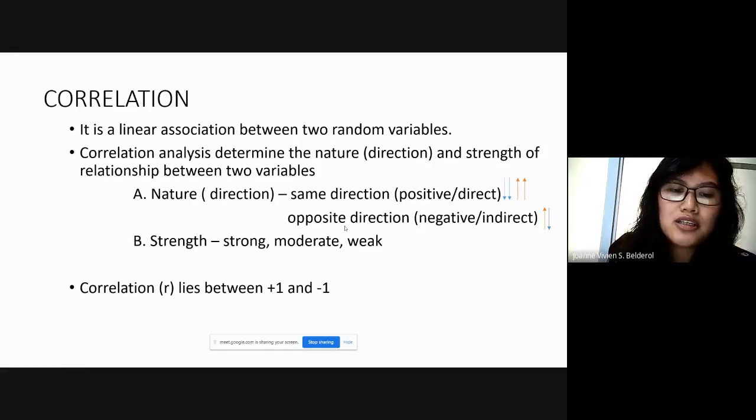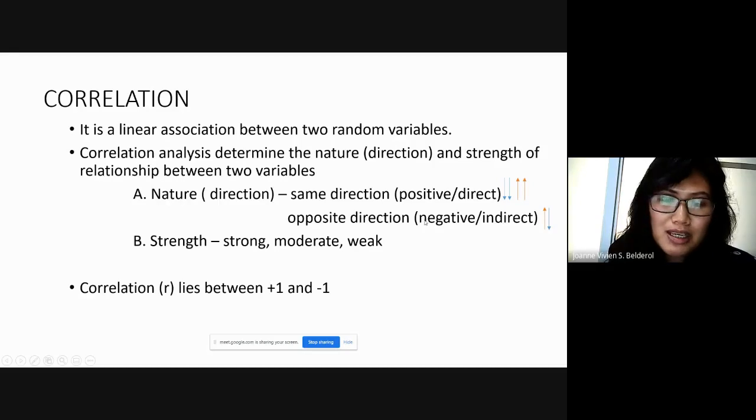If the correlation is a perfect positive 1, it means a perfect positive relationship: the direction is the same and the relationship is very strong. When your value reaches or nears negative 1, it means a perfect relationship with opposite direction. If it is 0, that means there's no relationship at all. Okay?